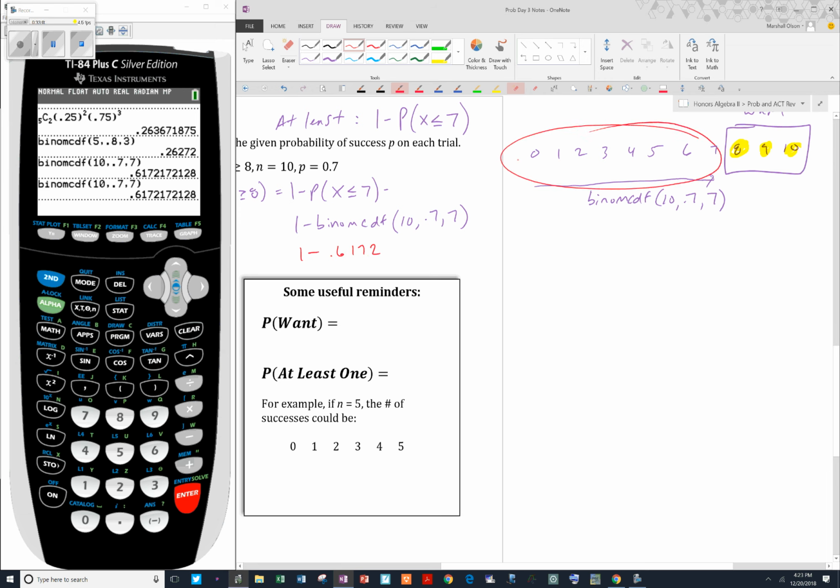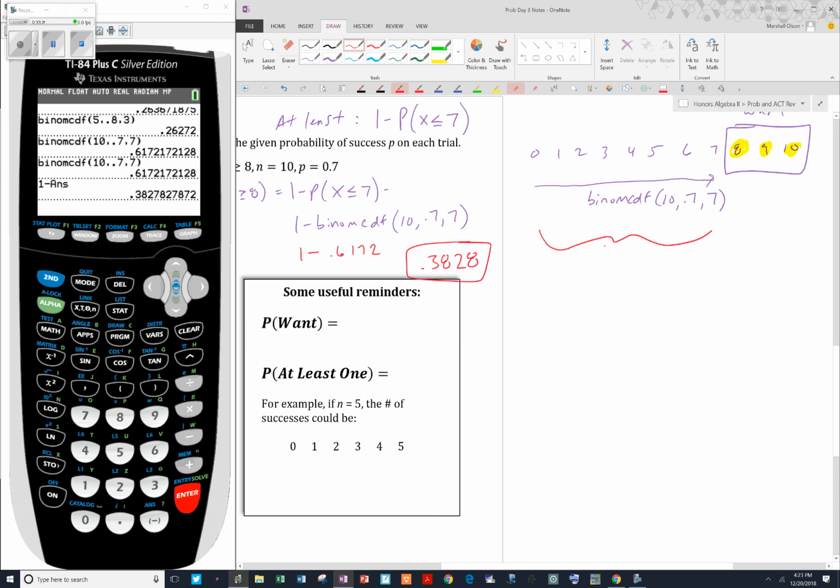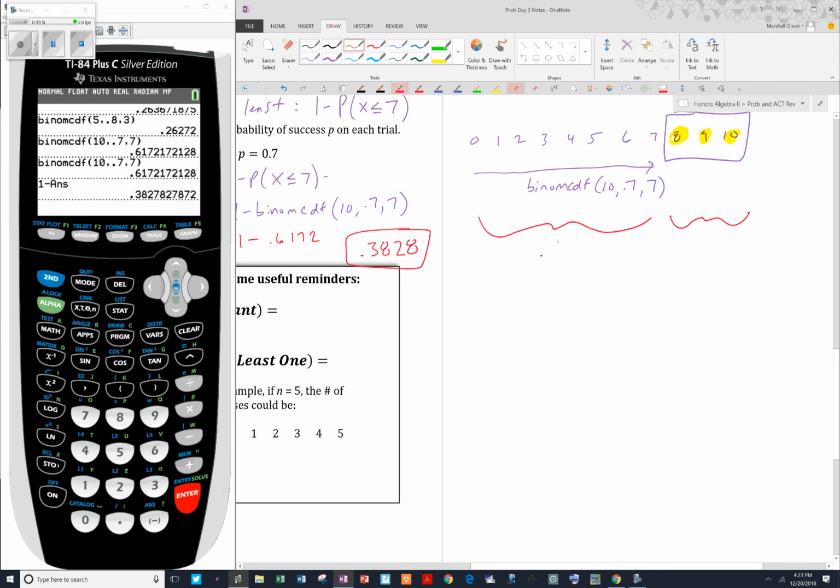Okay, that's the probability of getting those number of successes, all of them added together. I want the probability of those, so I'm going to subtract it from 1. So I'm just going to take 1 minus the second answer. So our answer is going to be 0.3828. So the probability of getting those up to 7 would be 0.6172, and the probability of getting the others would be 0.3828, and that's the one that we want.